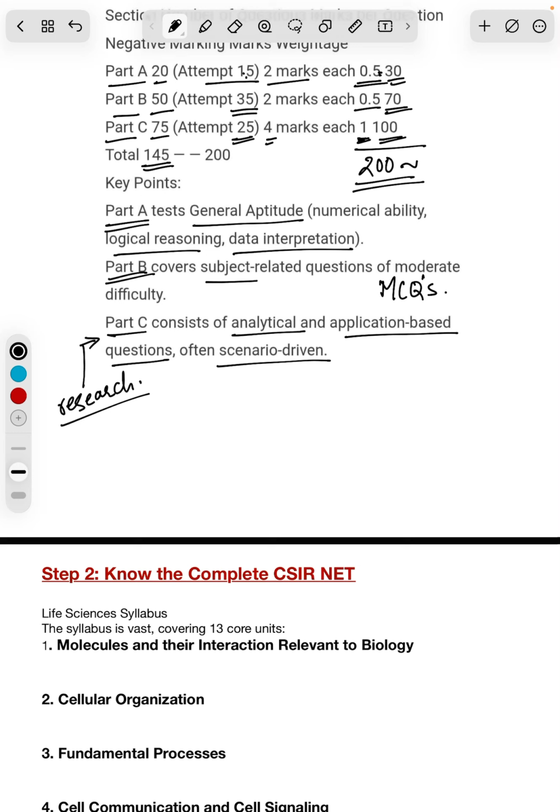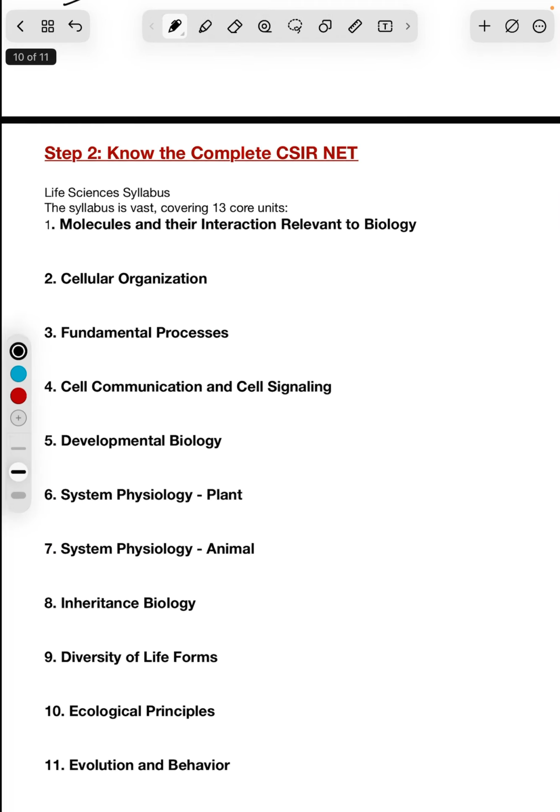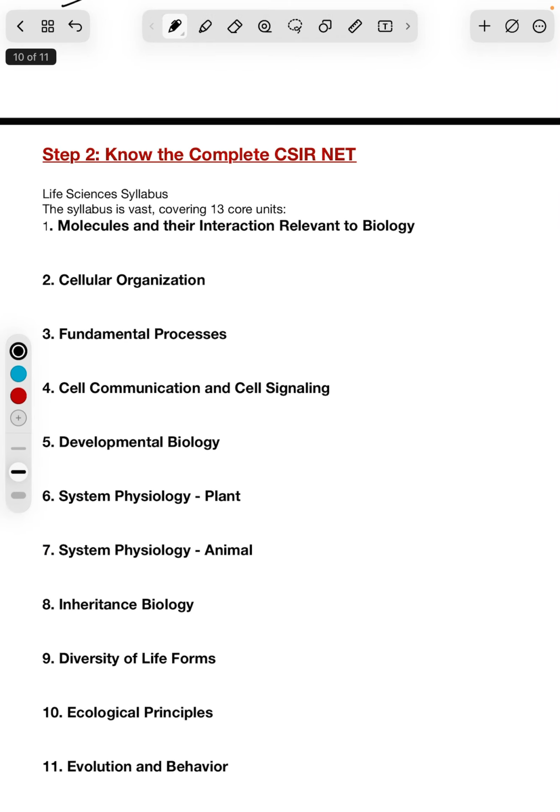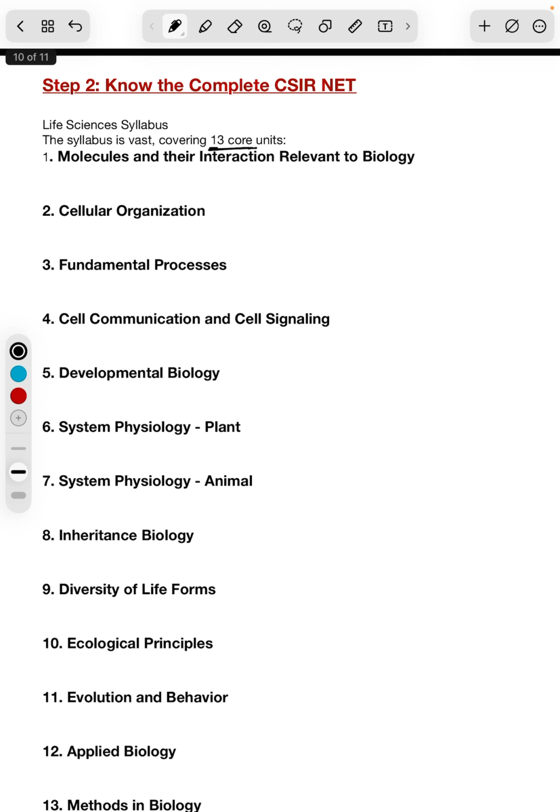So what you have to do is make month-wise strategic planning. For month 1 to 2 you have to build the foundation. Then you have to study basic concepts of each subject and each topic. Step 2 will be knowing the complete syllabus of CSIR-NET. The syllabus is vast, because it has a total of 13 core units, meaning 13 topics. Each topic you can read from different books. I will give the details of these books in this video.